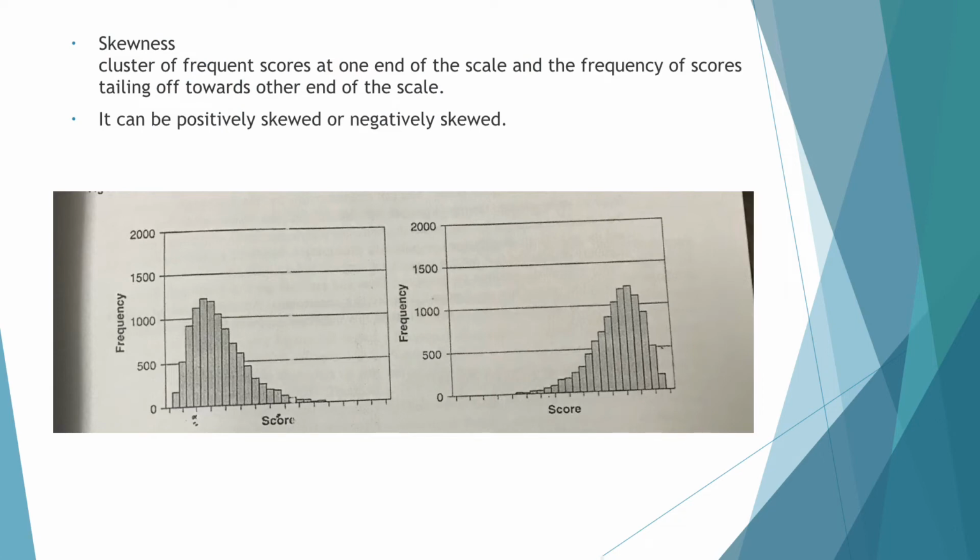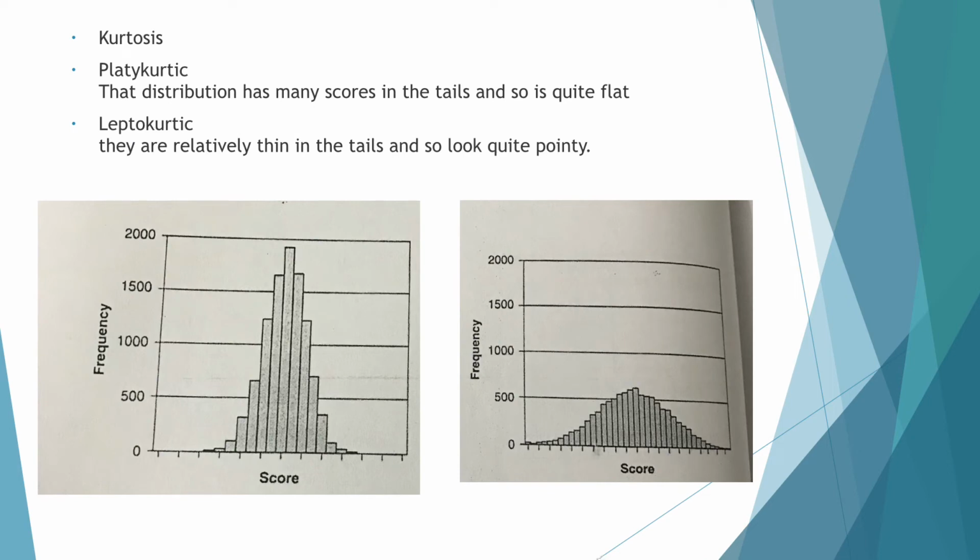Skewness is the cluster of frequent scores at one end of the scale and the frequency of scores tailing off towards the other end of the scale. It can be positively skewed or negatively skewed data. While the kurtosis can be platykurtic or leptokurtic. Platykurtic means that the distribution has many scores in the tails and so is quite flat. While the leptokurtic is that they are relatively thin in the tails and so look quite pointy.